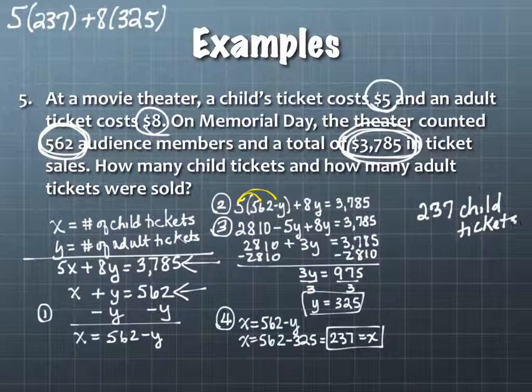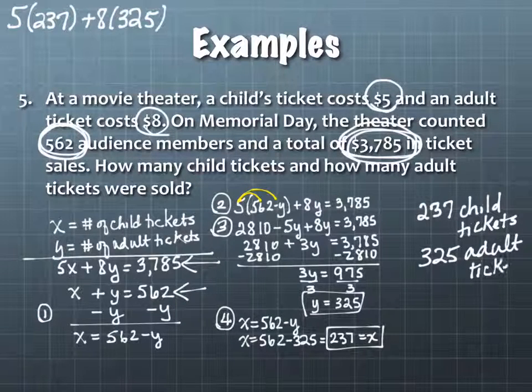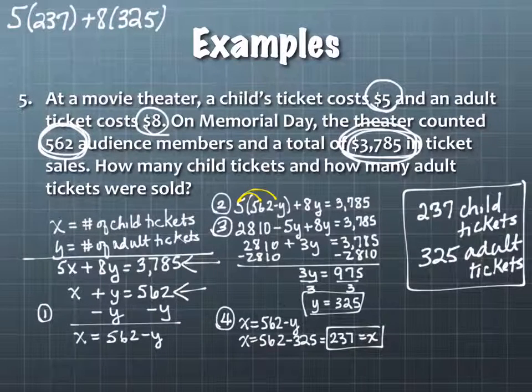And 325 adult tickets. Okay, and saying the units matters. Because if somebody asks you this question and they say, how many child tickets and how many adult tickets were sold, and you say 237 and 325, then you're leaving it to them to decide whether you said it in the same order that they asked the question in. You know what I'm saying? But if you clarify by using the units, then there's no possible way that you're going to confuse the two answers for each other.